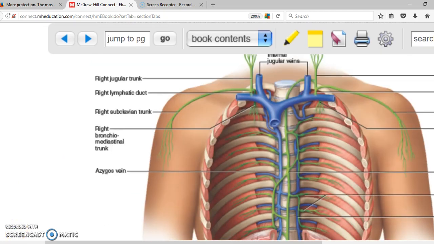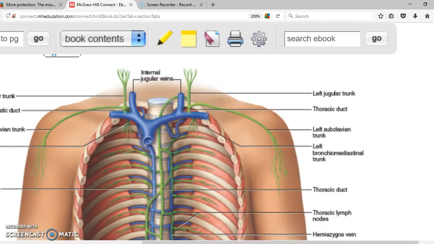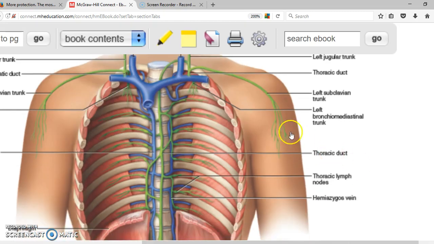If we keep scrolling down, you can see that right here you have the one for the right, the right lymphatic duct. And if we move this a little bit to the right and a little lower, we can see right here that this is the right lymphatic duct. Then technically this one should be the left lymphatic duct right here, because it's going to end in here. However, this is not called the left lymphatic duct. This is going to be called the thoracic duct.